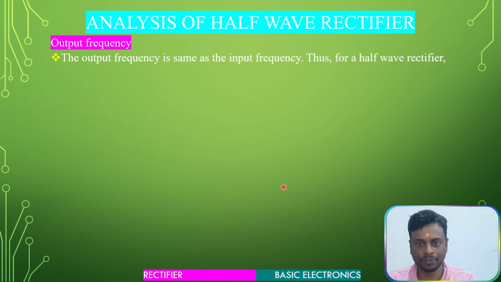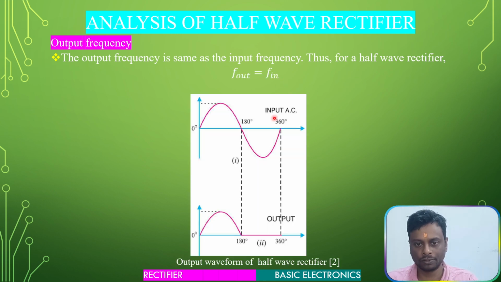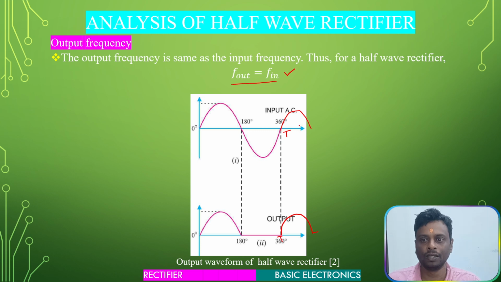The output frequency is the same as the input frequency, so f out equals f in. You can see this is the input voltage, the AC input, with time period from 0 to T. The cycle repeats for every time period T. In the output also, the waveform repeats for every T. That is why the output frequency is equal to the input frequency in case of the half wave rectifier.